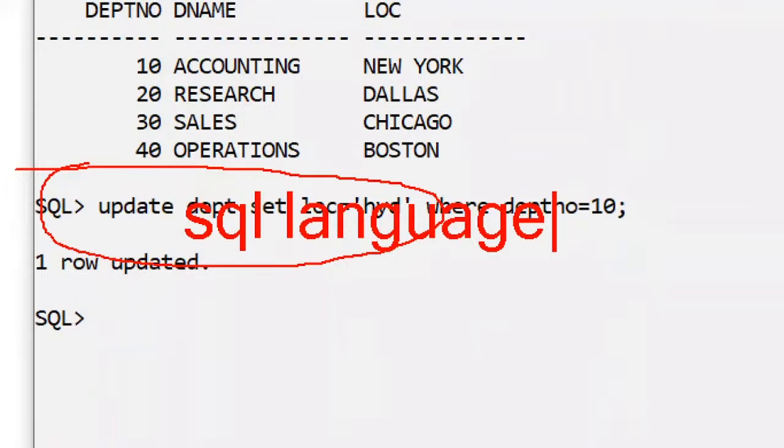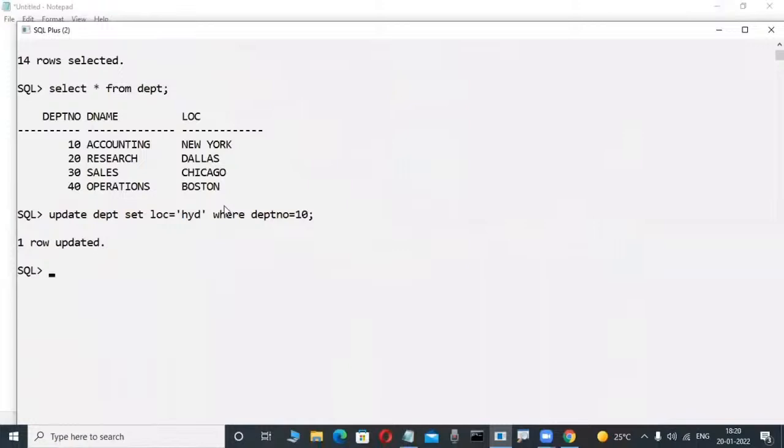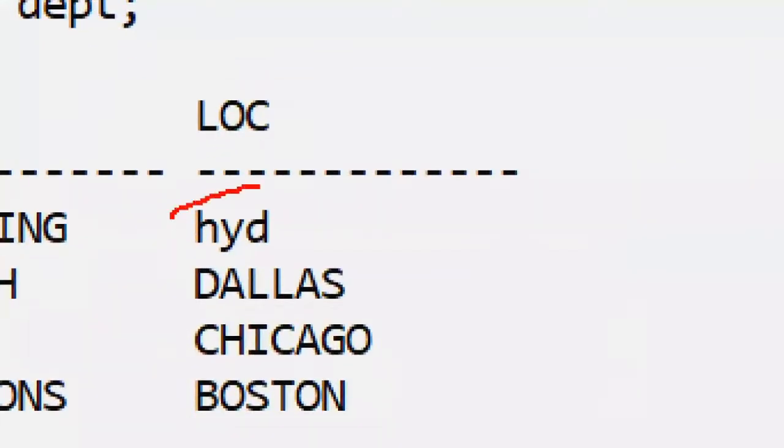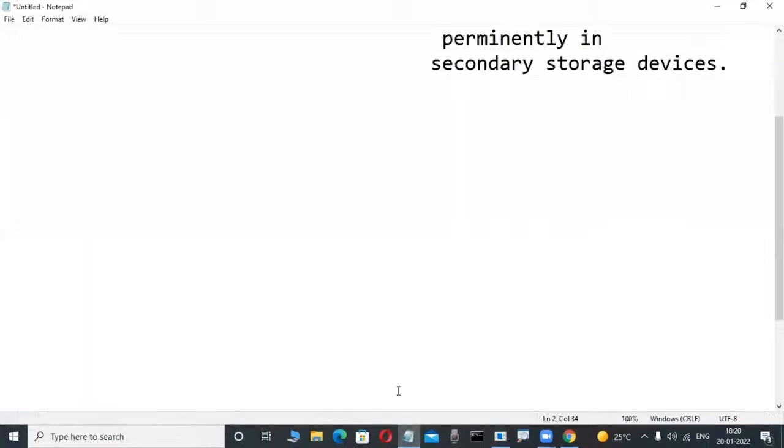Once we write this type of coding, which is called the SQL language, it is automatically reflected in your database. Observe it here. In the previous case New York was the location, but in this case Hyderabad is the location. That's why always observe it here.